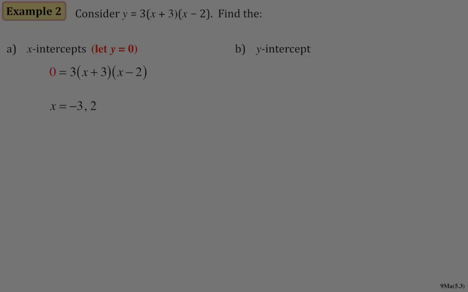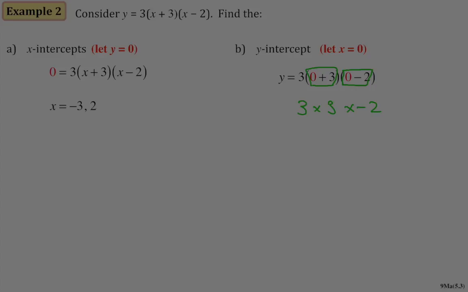How do you find a y-intercept? Well, to find the y-intercept, you let x equal 0. So we rewrite the question, but wherever we see x, we put a 0 in its place. Now, you could do this on your calculator, but I do this in my head normally. It's 3 because of the 3 at the front, times, what's the first bracket become? 3, because 0 plus 3 is 3. What's the second bracket become? Minus 2. So it's actually 3 times minus 2.